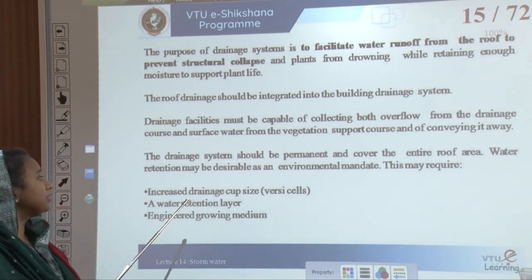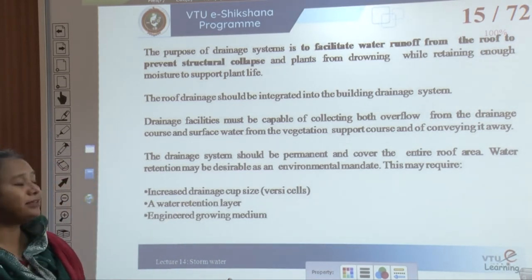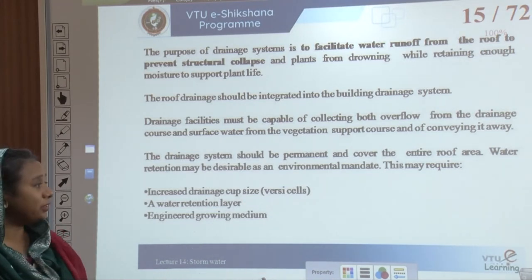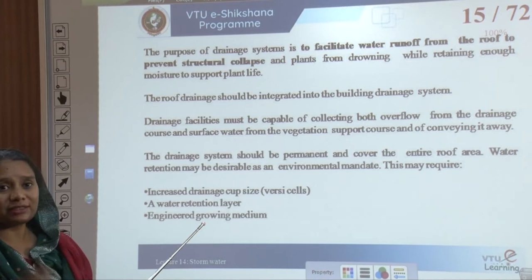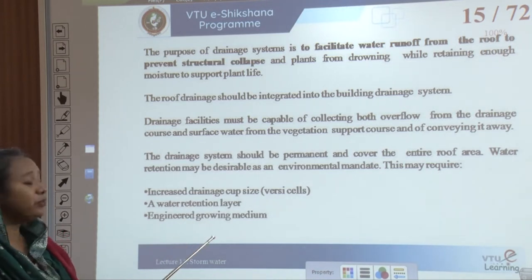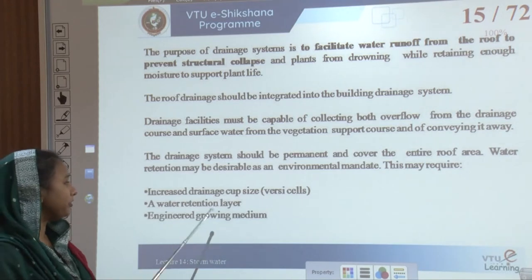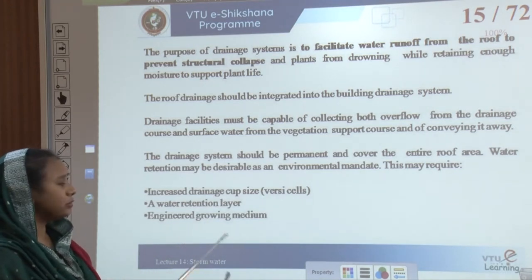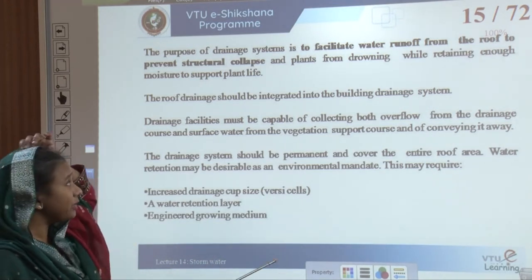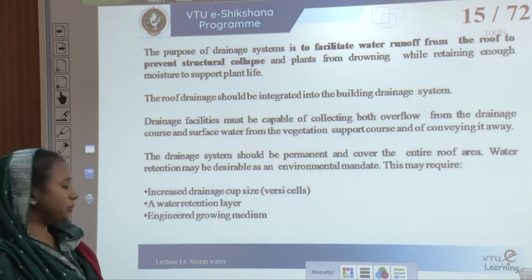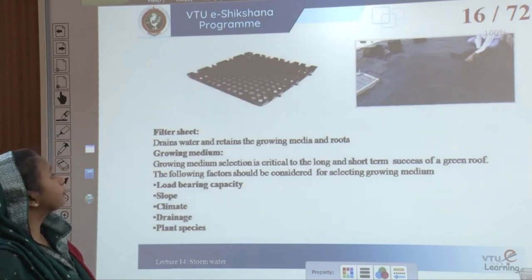The water retention should be desirable as an environmental mandate. This retention of water might require increased cup size of the drainage, which are also called versicells, a water retention layer and engineered growing medium, which would actually integrate into the roof drainage system, within the building drainage.